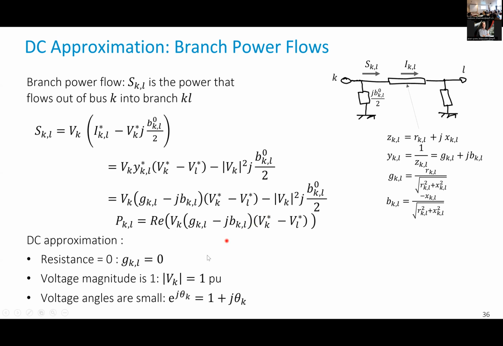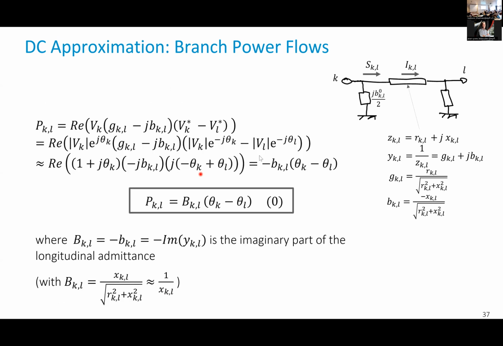Now, if I assume that the voltage magnitude is 1 and the voltage angle is small, the voltage angle being small means I will assume that the complex exponential is equal to the first order element of its Taylor series expansion, which is given by this formula here. If I number crunch all of this together, I obtain this formula, which is the DC approximation that says that the active power that flows on line KL between bus K and bus L is proportional to the angle difference, theta K minus theta L, the angle of the voltage here, multiplied by minus the imaginary part of the longitudinal admittance, which is approximately 1 over the x part, 1 over the reactance here. So this is the DC approximation on the line. So capital B here is a positive number, because b is typically a negative number here.